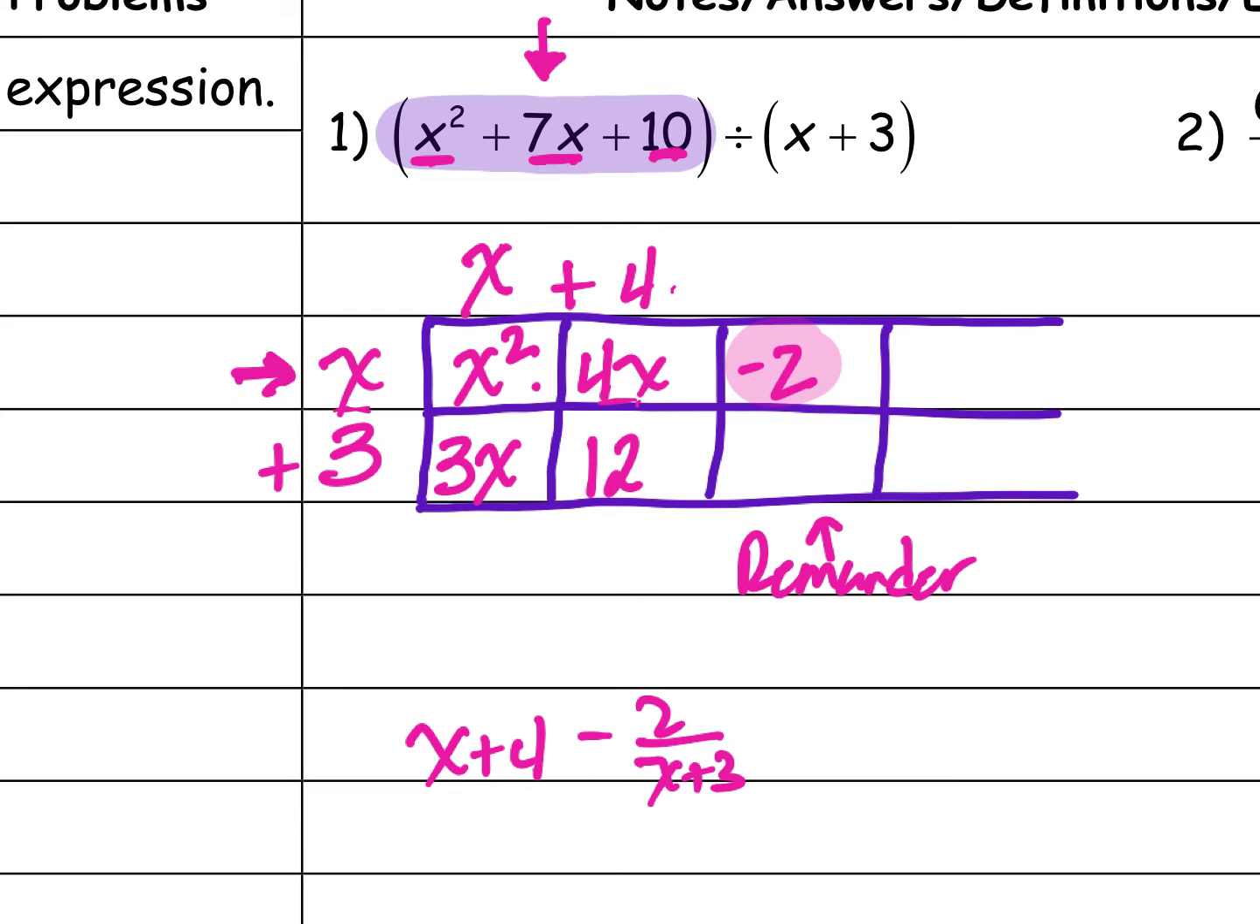So watch, I can say x times x gives me x squared. And x times 3 gives me 3x. And 4 times x gives me 4x. And 4 times 3 gives me 12. So this should all work out multiplication-wise also. Does that make sense? Yeah.